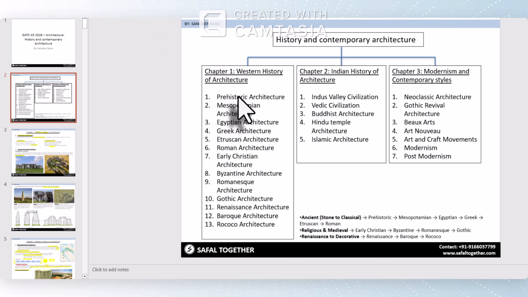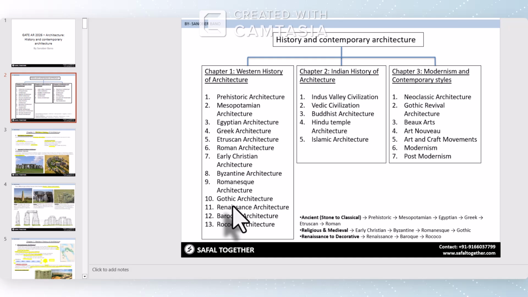So as you can see, the hierarchical evolution of architecture: architecture didn't just emerge randomly, it evolved with human civilization. That's why history is studied as a timeline. Think of it like a story. So first we are going to study prehistoric architecture, then Mesopotamian architecture, then Egyptian architecture, after that Greek architecture, Etruscan architecture, Roman architecture, and so on. We can see this.